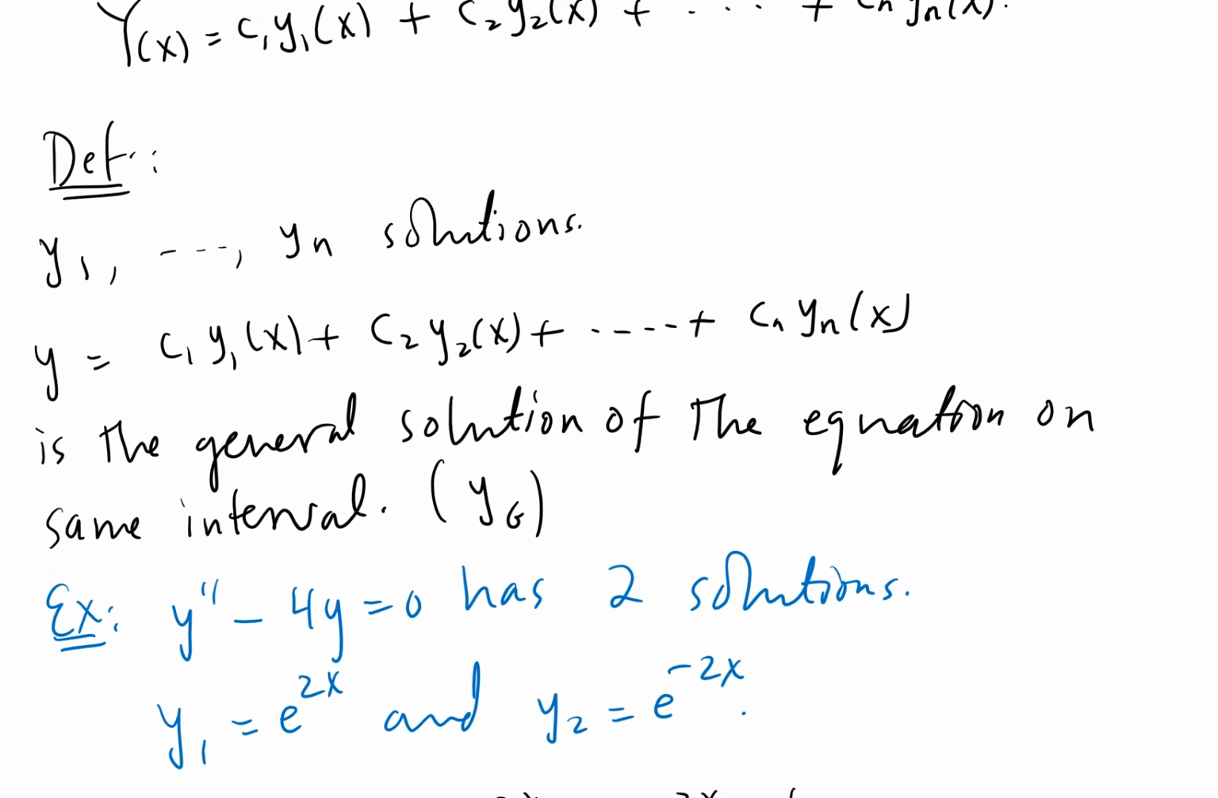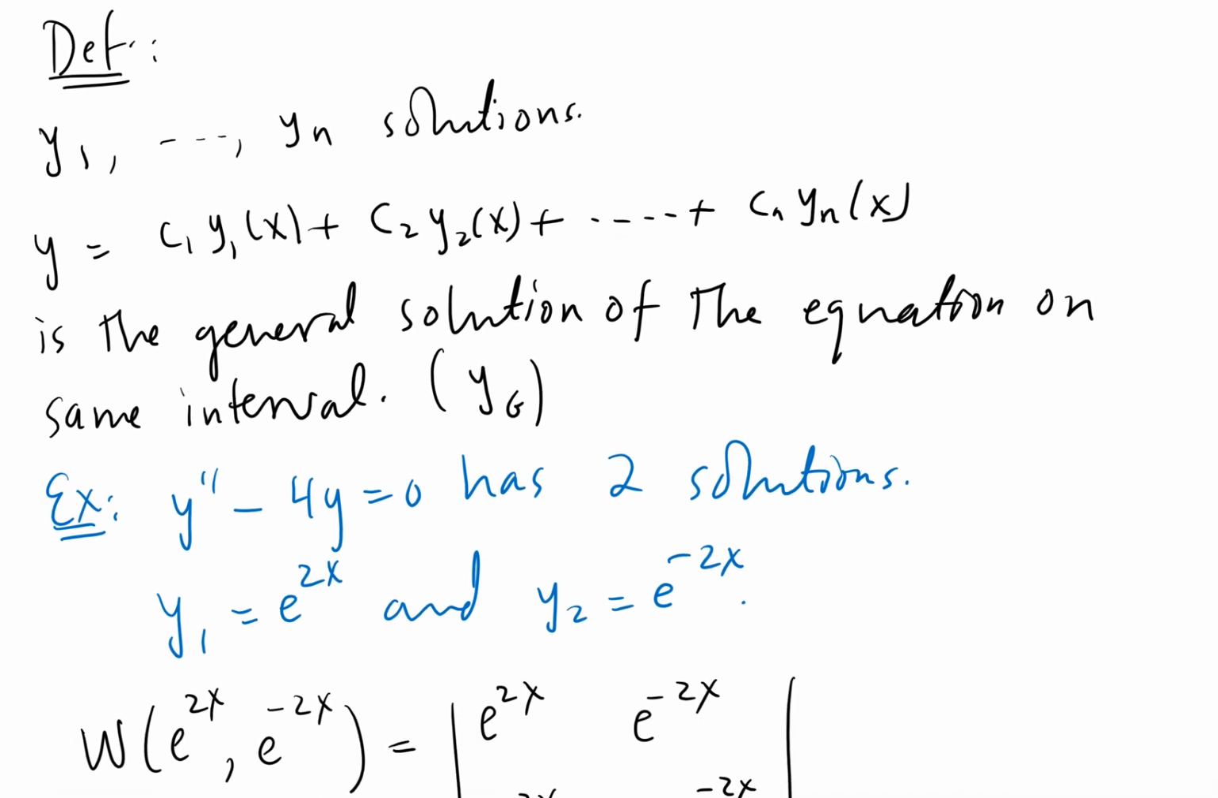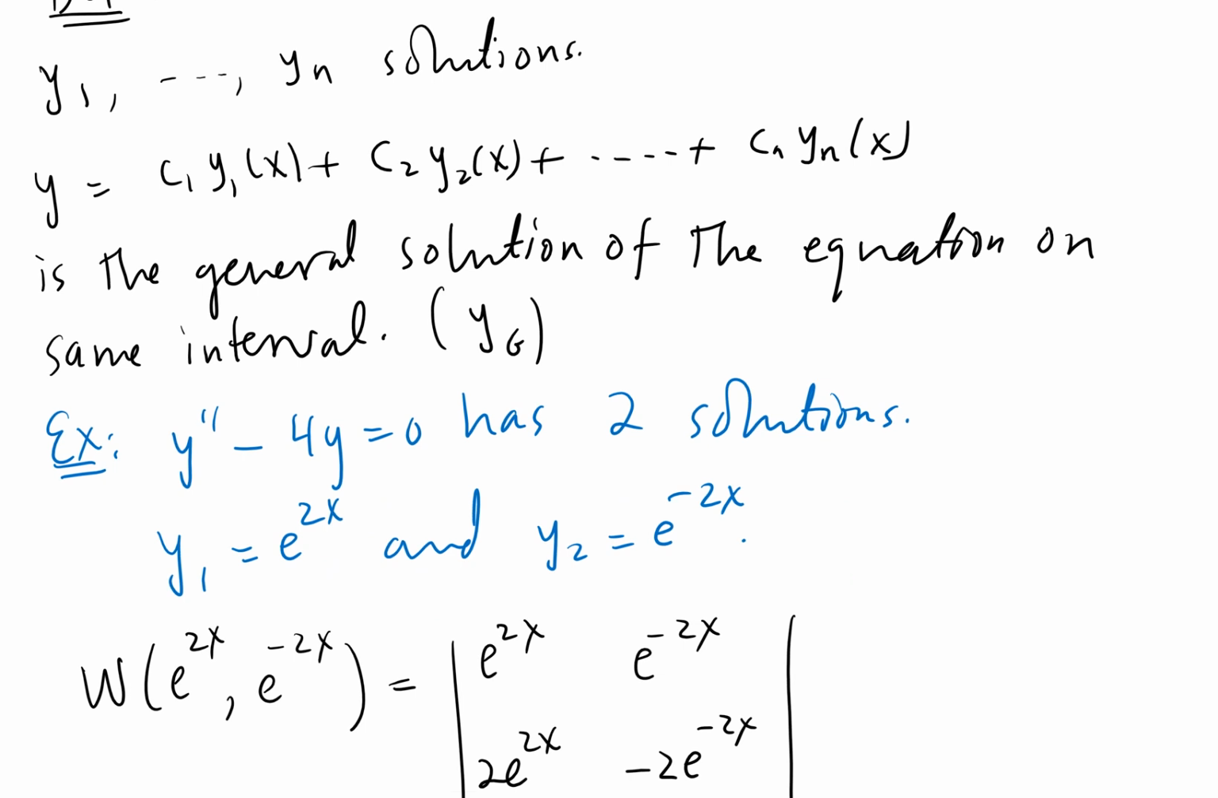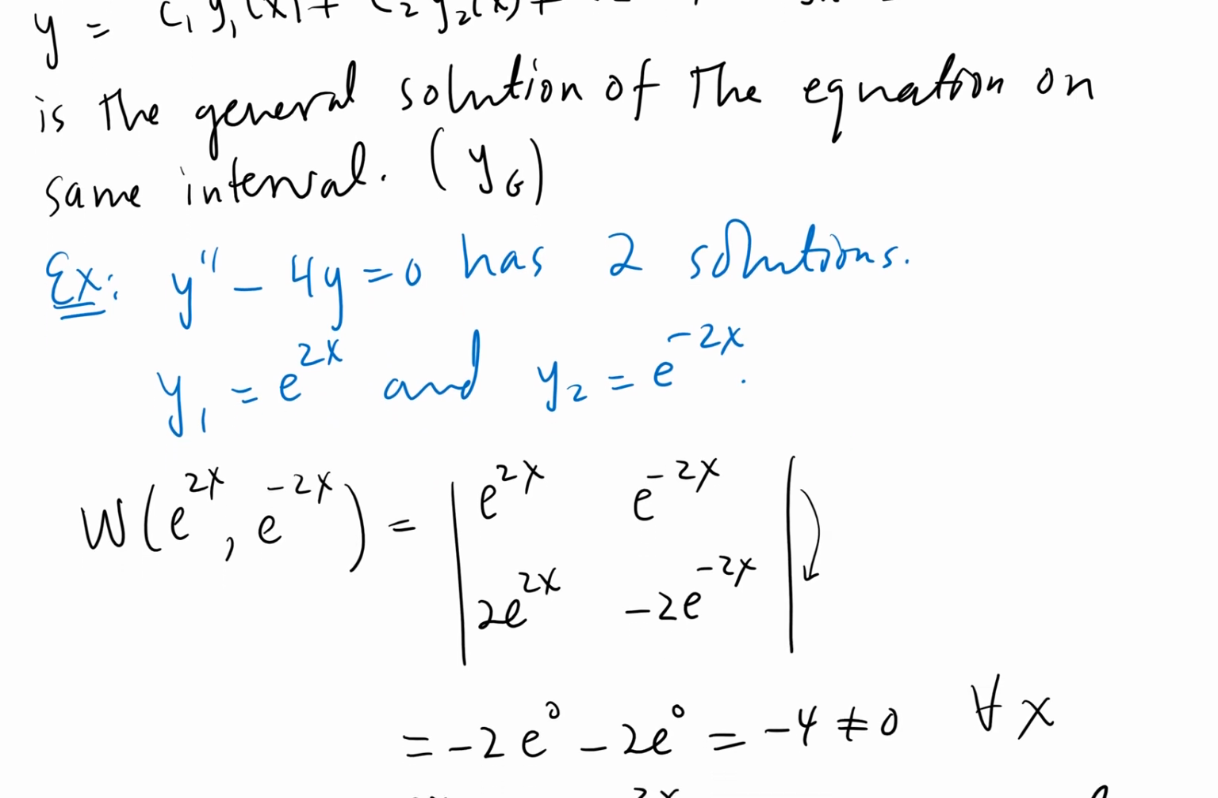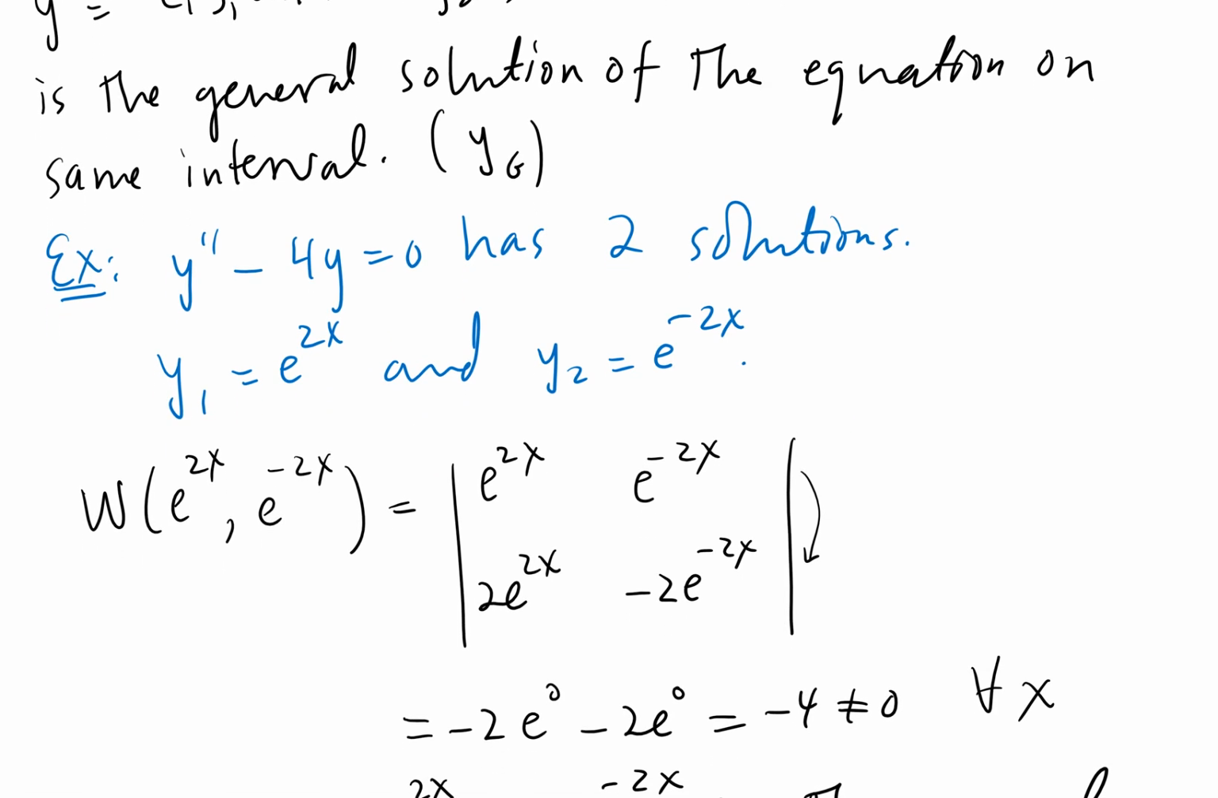If we look at this example here, y double prime minus 4y equals 0 has two solutions, and later on we will learn where these came from in the subsequent sections. Then we can say that if we find the Wronskian for e to the 2x and e to the negative 2x, by differentiating once and finding the determinant this way, minus this times this, you get negative 4, which is not 0 for all x.